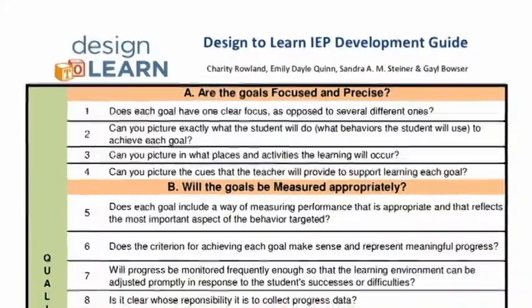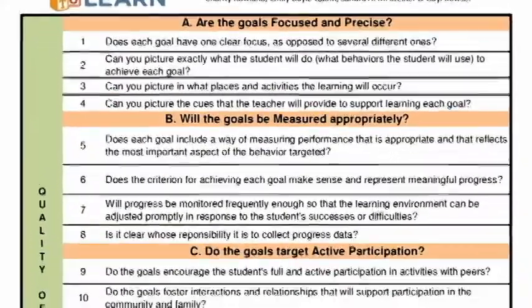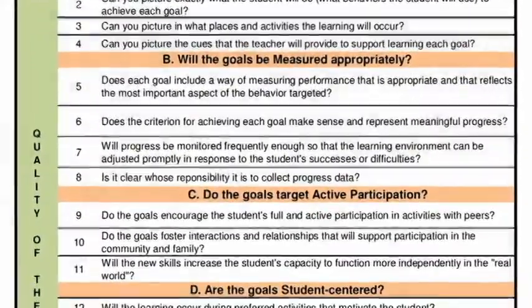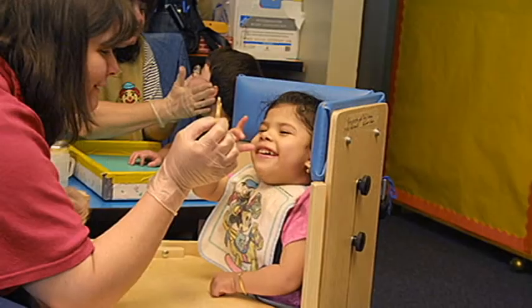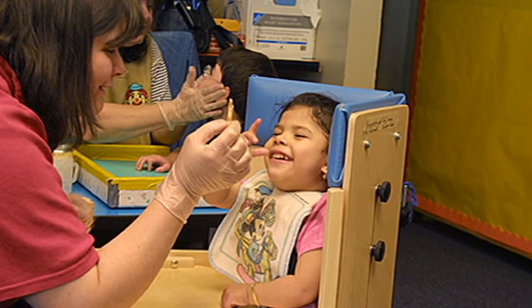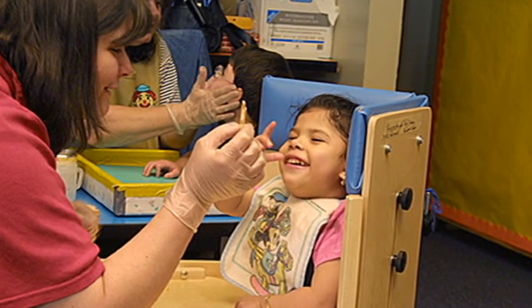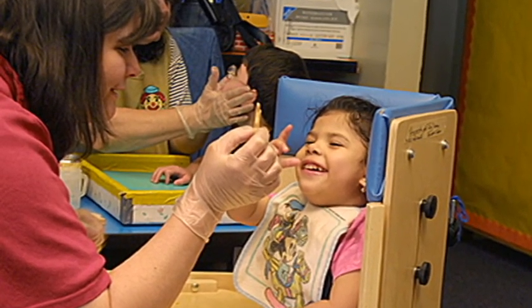Essentially, this tool, the Design to Learn IEP Development Guide, is a series of 28 questions that an educator or speech-language pathologist can ask themselves as they've written a goal that they think is pretty good, and to be able to reflect on what they've written and identify pieces that might need some adjustment.